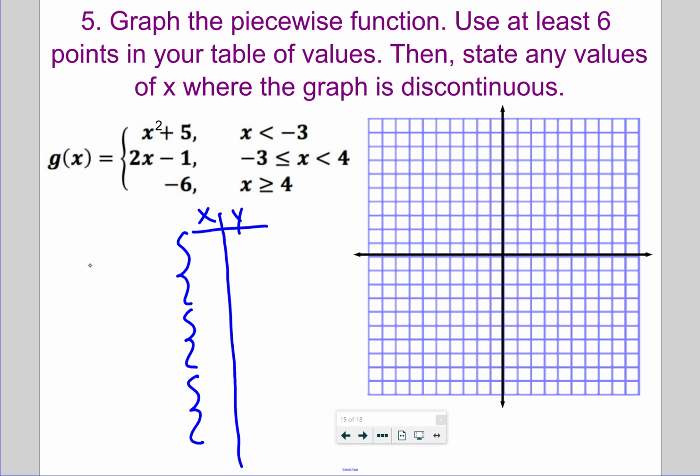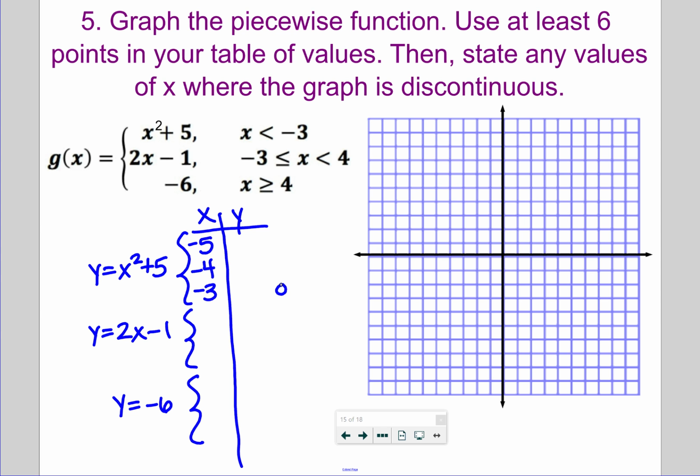So the 3 parts of this function are y equals x squared plus 5, y equals 2x minus 1, and y equals negative 6. Numbers that I can plug into the top piece are all values less than negative 3. So make sure you include negative 3 in that. Negative 3, negative 4, and negative 5 I'm going to use. And I'm going to make a note to myself that negative 3 when I graph it, because it's not equal to, we use an open circle at that point.